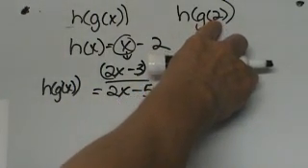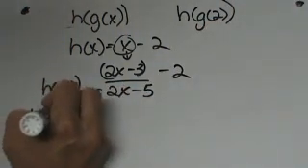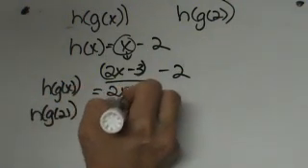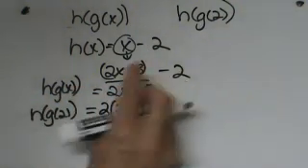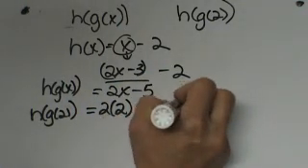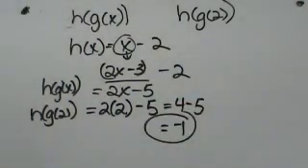Now I'm going to evaluate the composite function. So I'm going to take g of h of 2 and plug in a 2 everywhere there's an x. And this one only has one x, so 2 times 2 is 4, and 4 minus 5 is negative 1. I got the same answer.